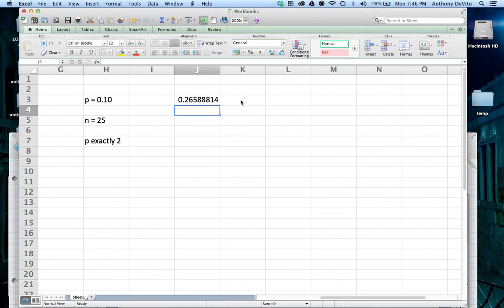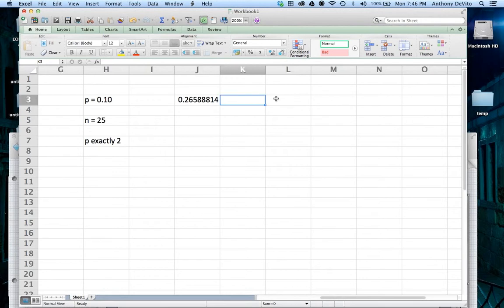That seems pretty high, doesn't it? Why is it so high? Of having exactly 2 out of 25. What's the prevalence? 10%. How many people do we sample? 25. How many would you expect to get most likely? 2.5, either 2 or 3. So it makes sense that 26% of the time you'd have exactly 2 people.